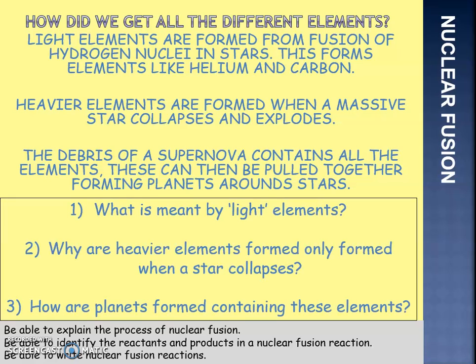So, 3 questions. What's meant by light elements? Why are heavier elements formed when a star collapses? And how are planets formed containing these elements? Pause the video whilst you attempt that.